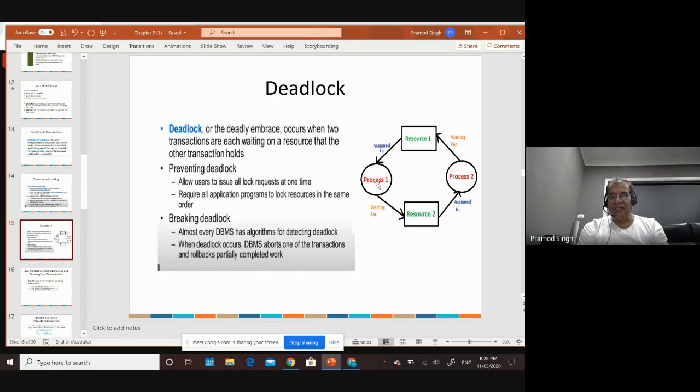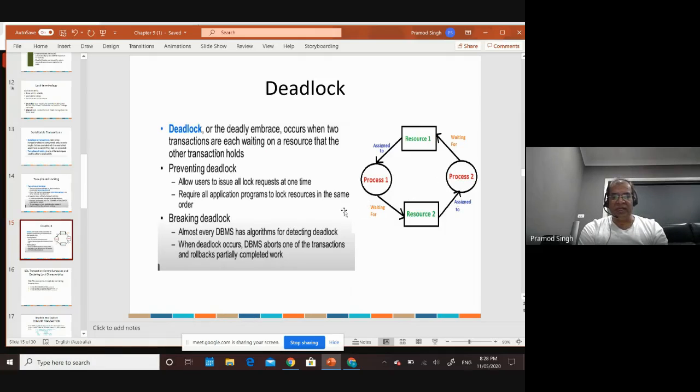So process 1 requires resource 1 and resource 2 together at the same time to do the processing. But since both of them are locking one of the total resources required by them, that's how they are in the deadlock situation, because process 1 is not releasing resource 1 and process 2 is also not releasing resource 2, and they are in the deadlock situation.